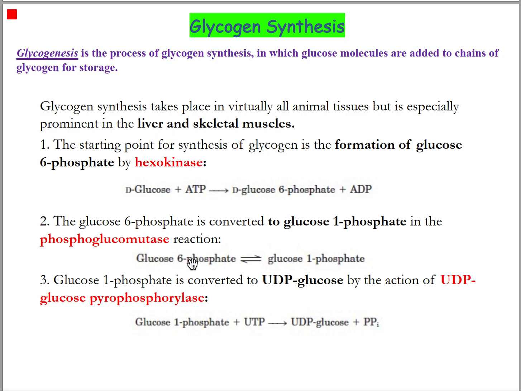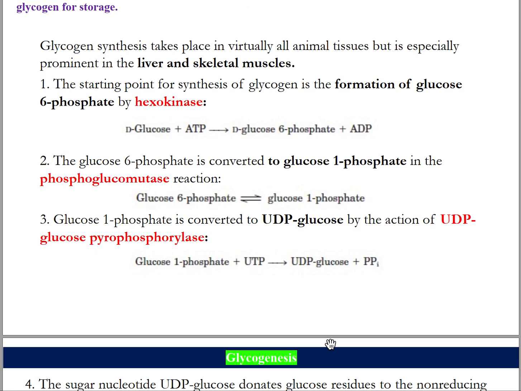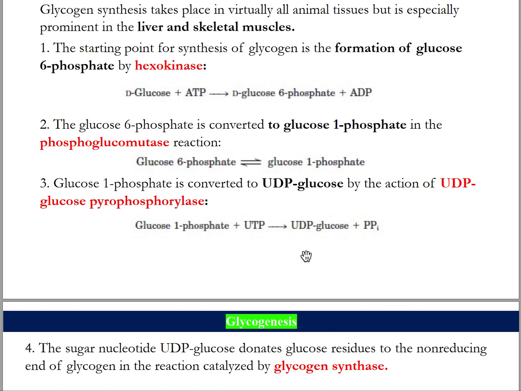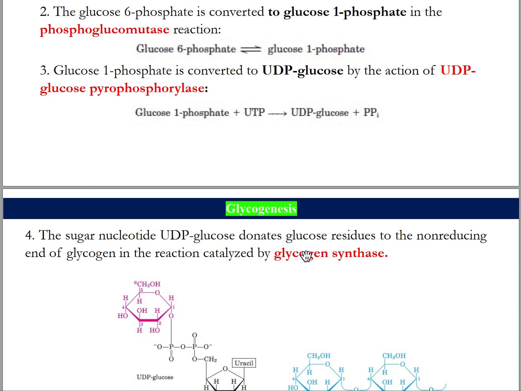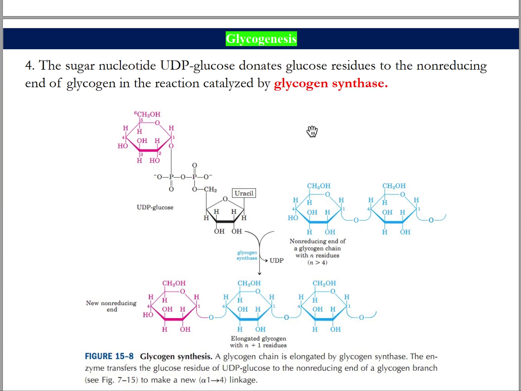Then glucose 6-phosphate is converted to glucose 1-phosphate by phosphoglucomutase, and then glucose 1-phosphate will be converted to UDP glucose by UDP glucose pyrophosphorylase. Then this UDP glucose will work as a carrier of glucose, and it will donate the glucose in glycogen synthesis.